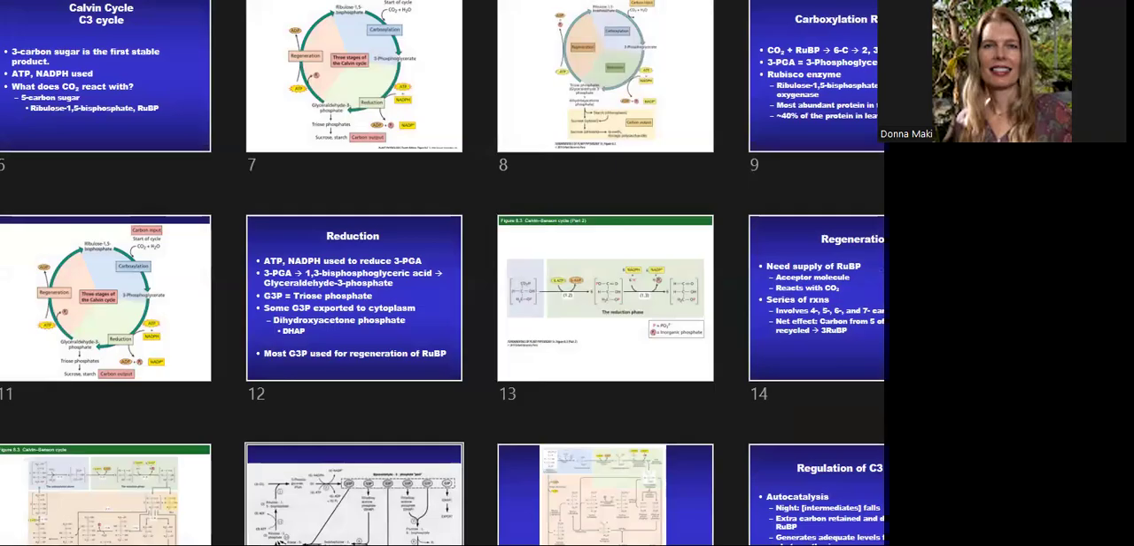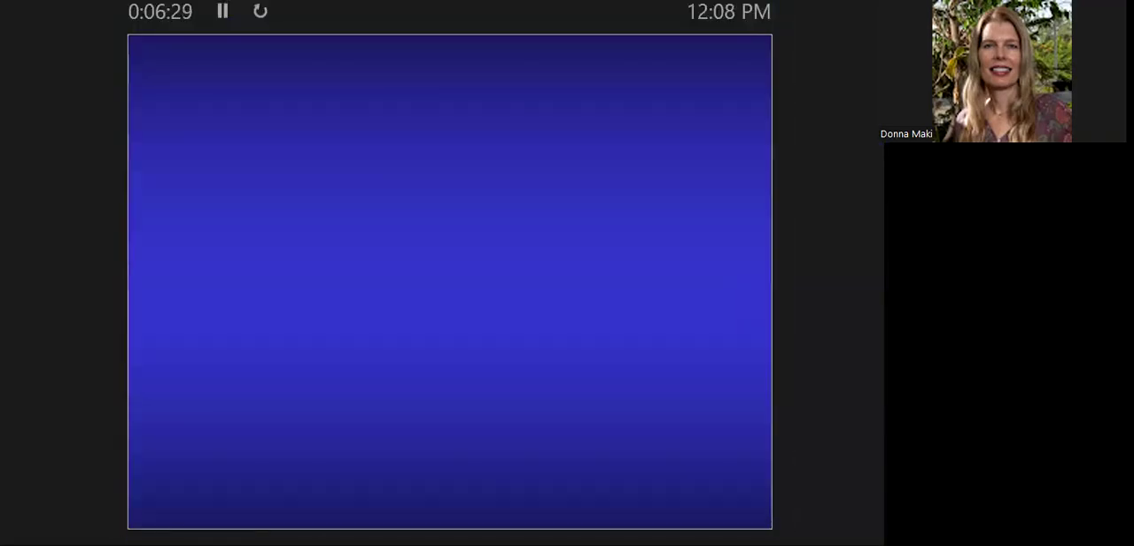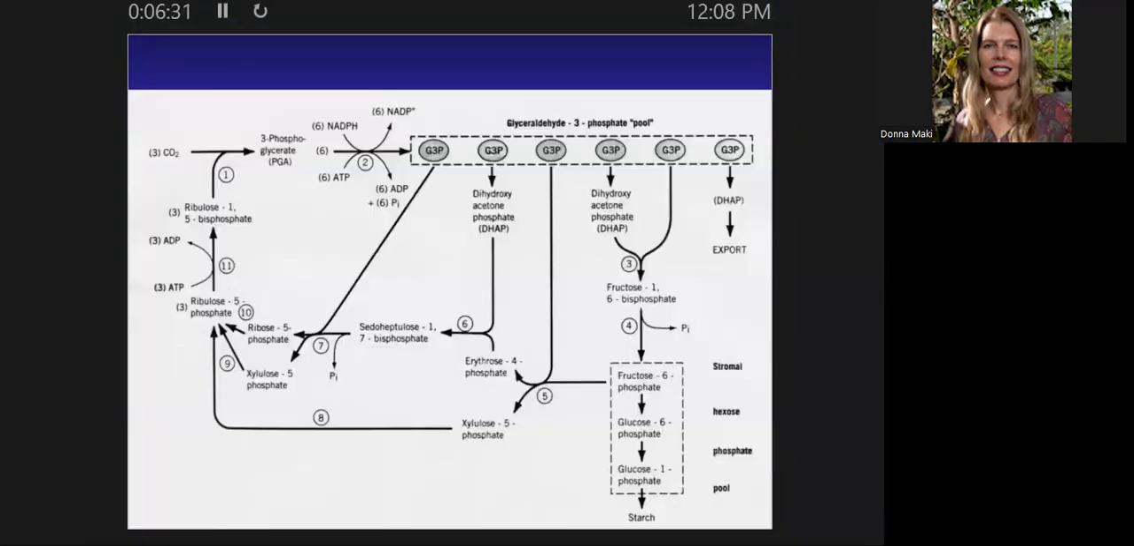And we get quite a bit of stuff going on here. I like to teach off of this one. So here, it's the whole cycle. Here's the carboxylation event right here, with PGA being formed. And then the reduction is right there with PGA getting converted to G3P.